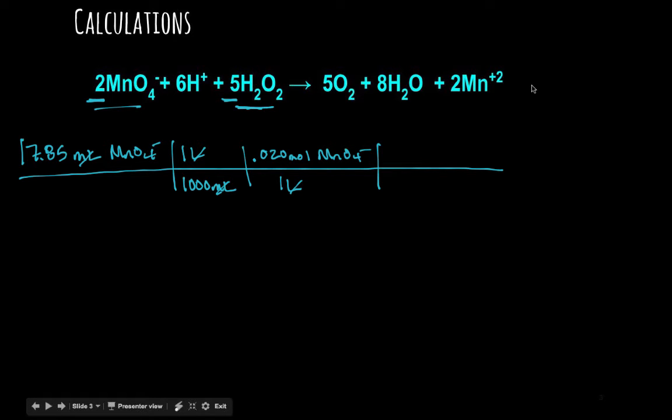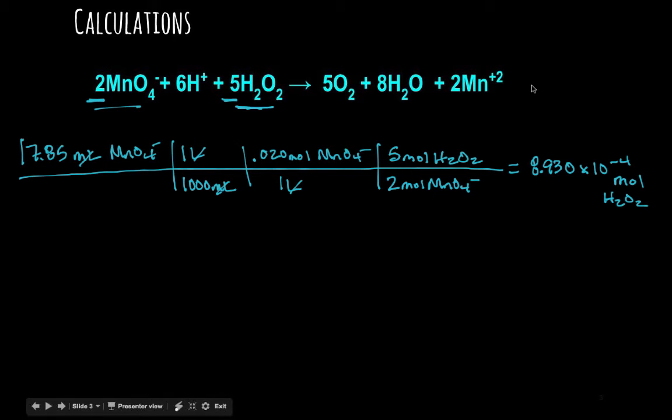So the MnO4 is what I'm trying to get rid of, so that goes on the bottom. So there are 2 moles of MnO4 minus used for every 5 moles of H2O2 used. Okay, so since the next data table is asking for moles, I'm going to stop there. So when I do that calculation, I get 8.930 times 10 to the negative 4th moles of H2O2.